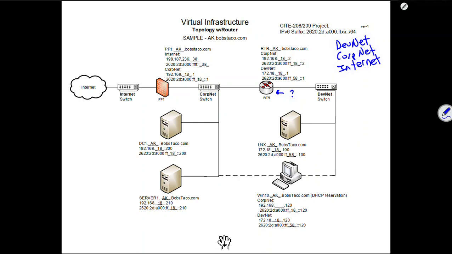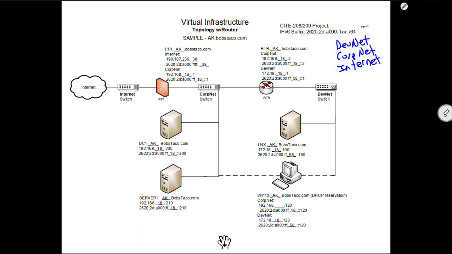Well, a router knows about everything connected to its own interfaces. Well, what do I mean? Okay, well, if you look at RTR, RTR has one interface over here in DevNet and another interface over here in CorpNet. Therefore, RTR has local knowledge of both CorpNet and DevNet. We don't have to tell it anything about CorpNet or DevNet because it has interfaces connected to those networks. Does that make sense? A router always knows about the interfaces that it's connected to. And in our case, RTR knows about CorpNet and DevNet because it has an interface in each.